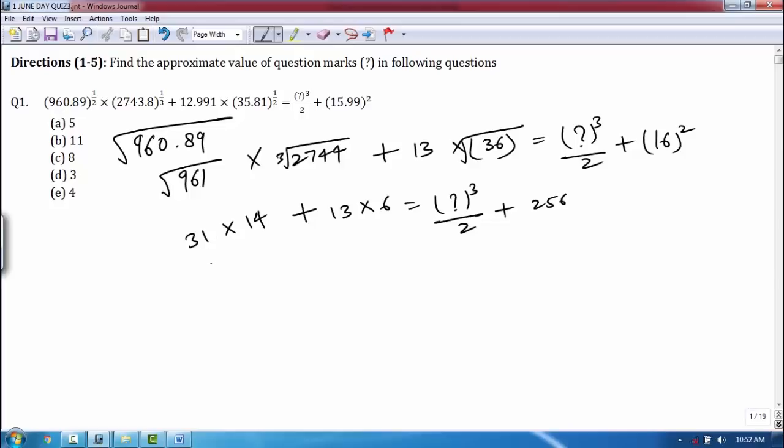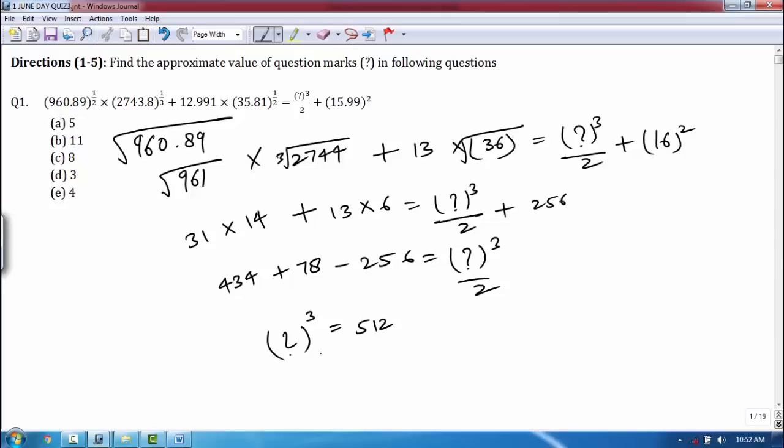So what it gives? 434 plus 78 minus 256 is equal to question mark to the power 3 by 2. So we get question mark to the power 3 is equal to 512. So question mark is equal to 8.